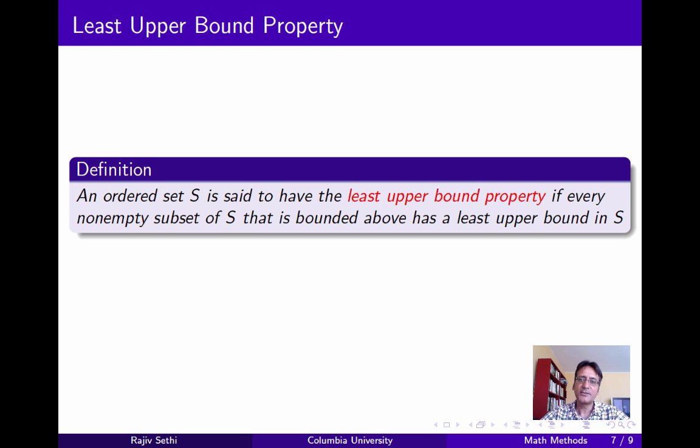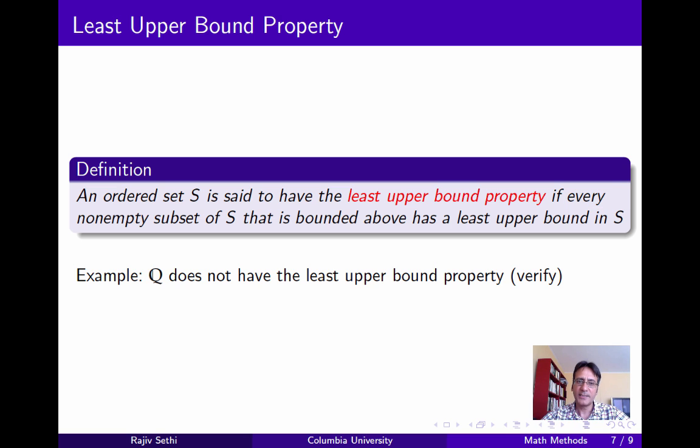An ordered set S is said to have the least upper bound property if every non-empty subset of S that's bounded above has a least upper bound in S. Here's an example. The set of rational numbers does not have the least upper bound property.